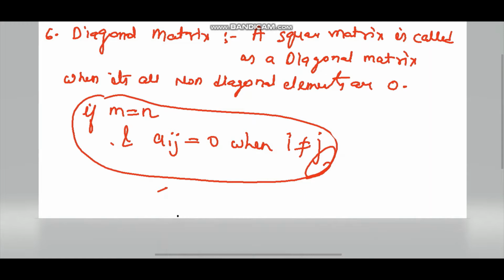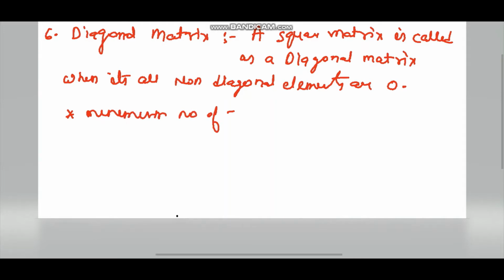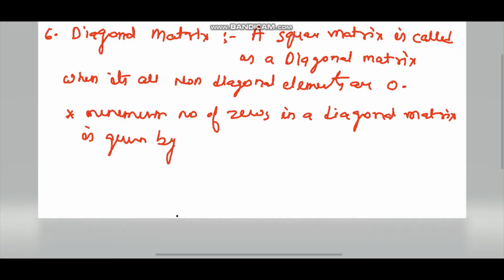Now the minimum number of zeros in a diagonal matrix is given by n into n minus 1, where n is the order of the matrix.